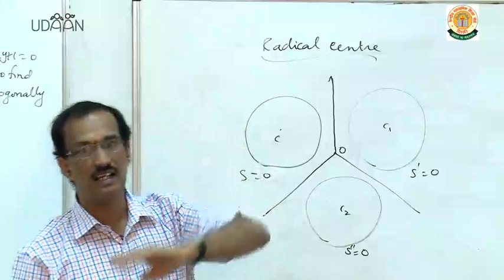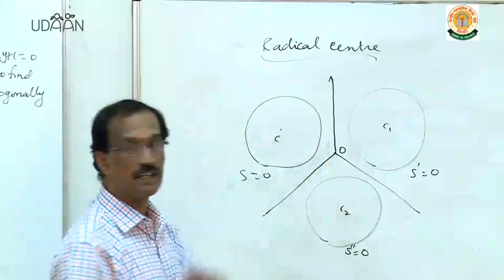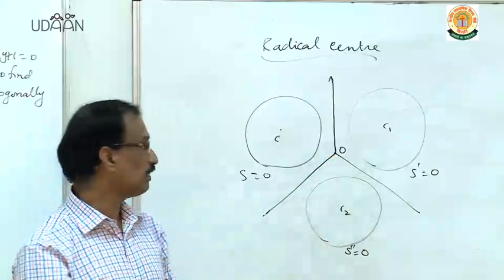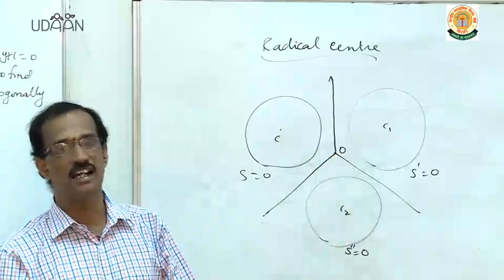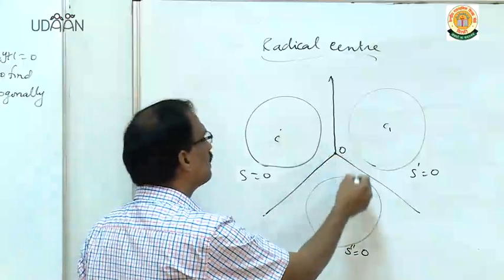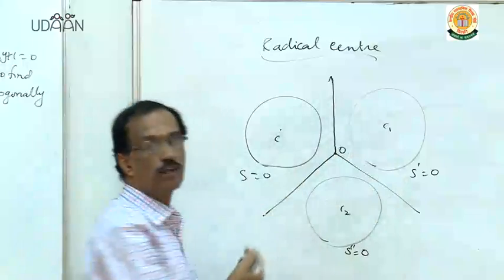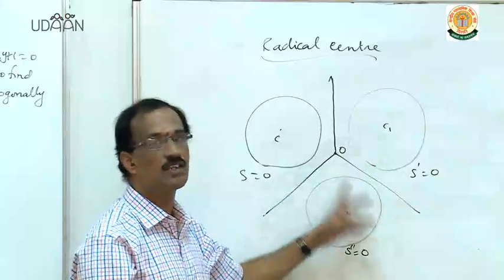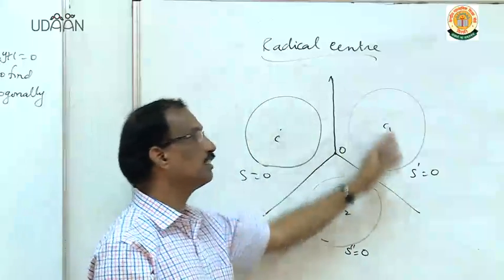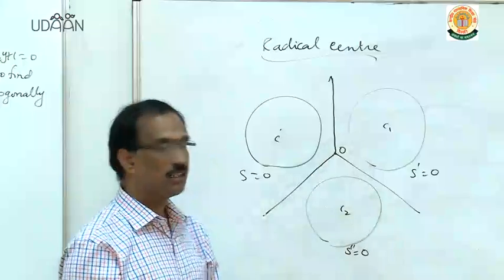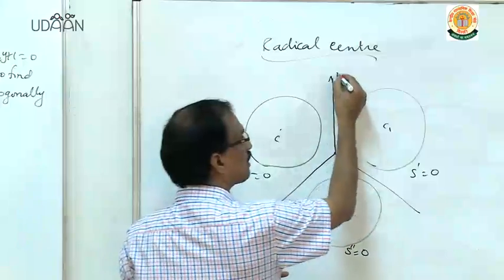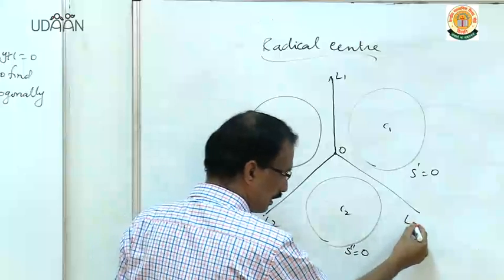And what is the radical radius? The radius will be from this point: if you draw a tangent, the length of the tangent acts as the radical radius of these circles. So, you can draw a circle with this as the center that will cut these three circles orthogonally. A circle which cuts all three circles orthogonally, that is what we say is the radical center. You can take these as L1, L2, L3.